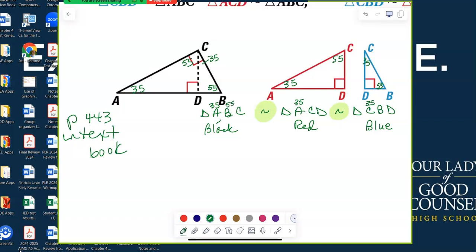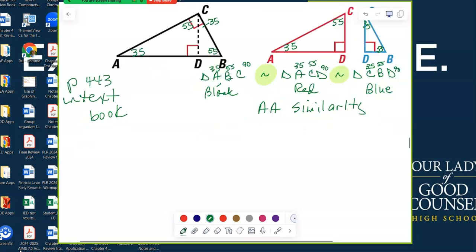Angle C in the red triangle is 55, and angle B in the blue triangle is 55. Then angle C is 90, angle D is 90, and angle D again is 90. So by angle similarity, we know that those three triangles must be similar. Okay, excellent. So that's what I'm seeing.